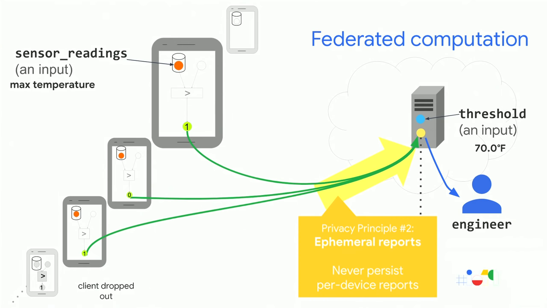So this now ties into our second privacy principle of ephemeral reports. We don't need to keep those per-device messages after they've been aggregated, so what we collect only stays around for as long as we need it and can be immediately discarded.